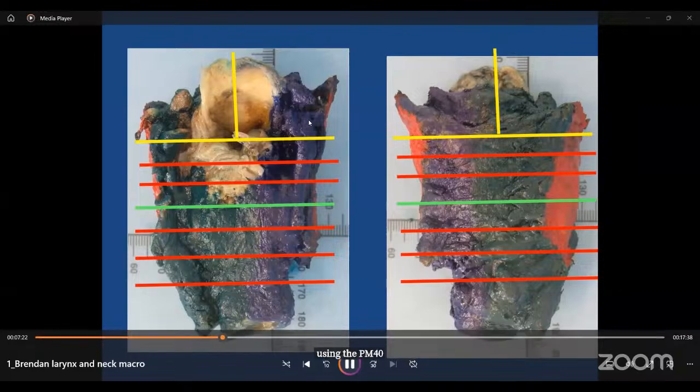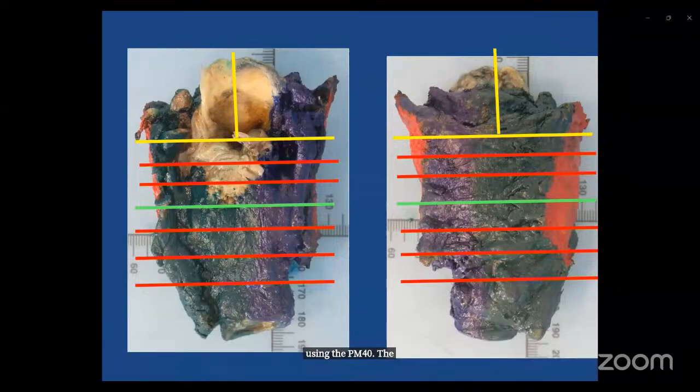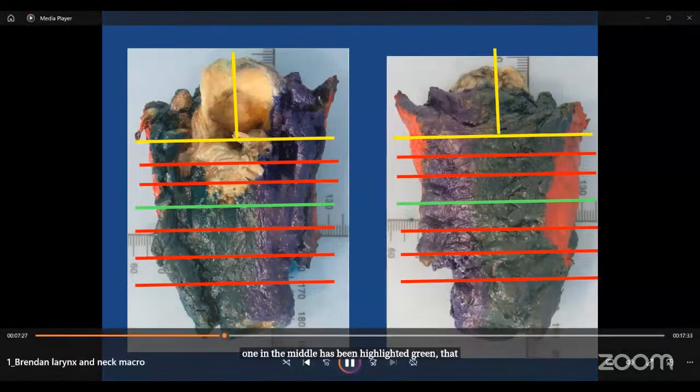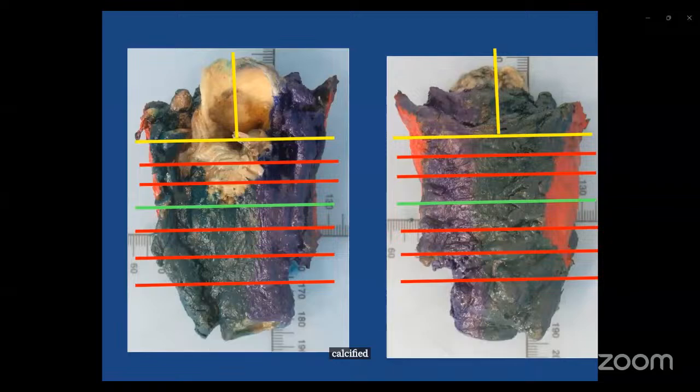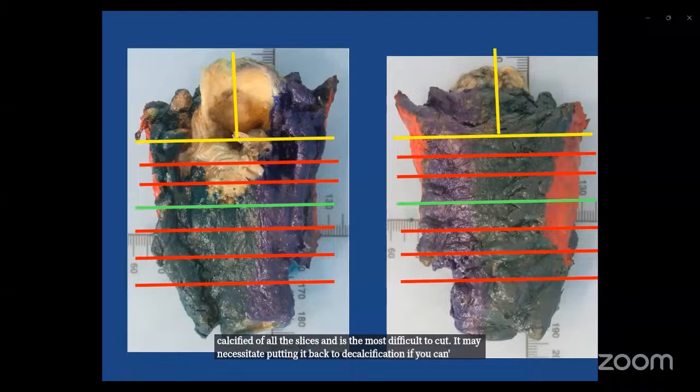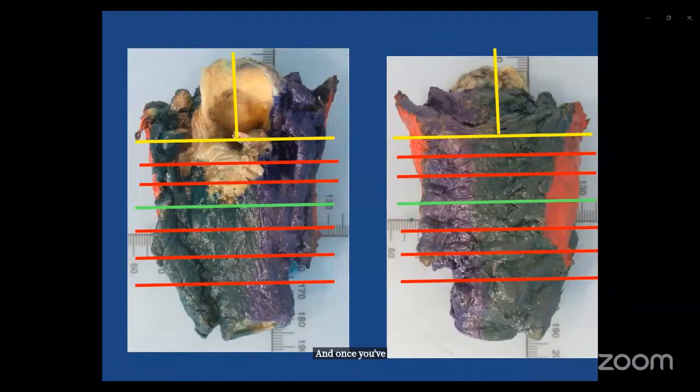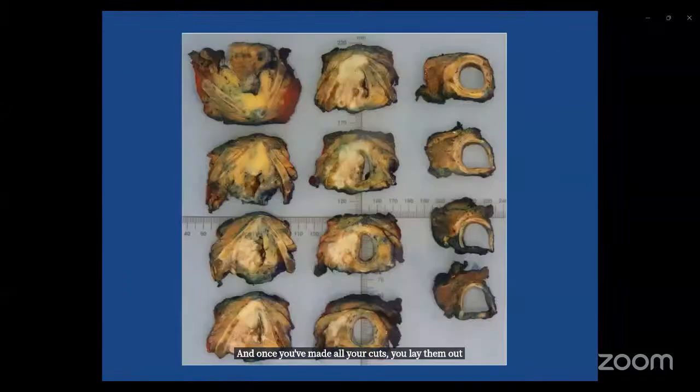The one in the middle has been highlighted green. That is the area of the anterior commissure, which can be the most calcified of all the slices and is the most difficult to cut. It may necessitate putting it back to decalcification if you can't get your cut through there. And once you've made all your cuts, you lay them out. And now we have the resultant slices all laid out in sequence on a nice clean board, and we've taken a photograph, and then we can identify the slices.